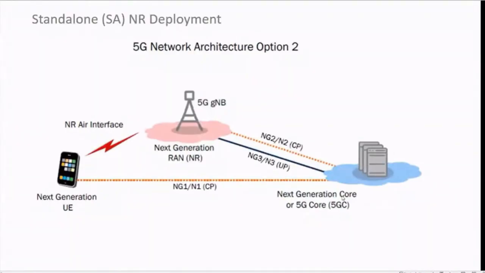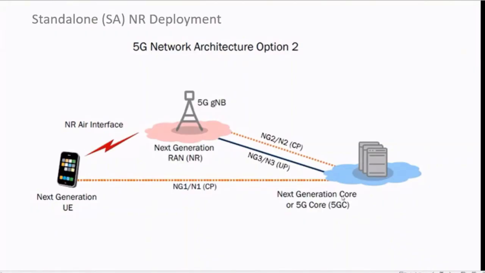So NR is the new radio access technology and E-UTRA is the evolution of E-UTRA to support the next generation system. So standalone new radio is one of the deployment configurations in which the next generation RAN operates using the NR RAT and has control plane connectivity to the next generation core.